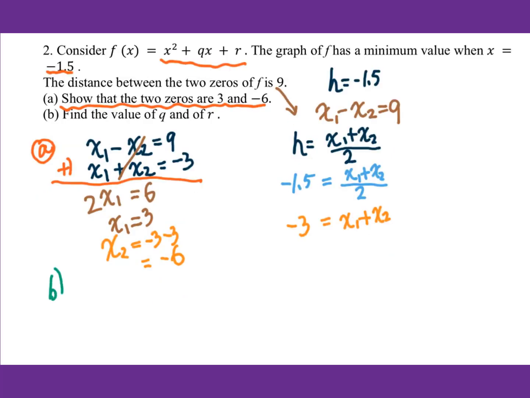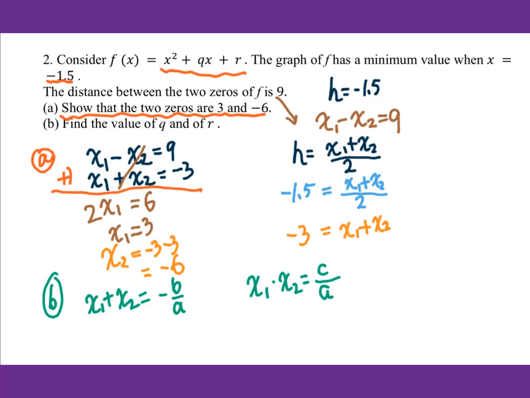For b, we need to figure out the values q and r. The sum of two roots equals negative b over a, and the product of two roots equals c over a. From given information, a equals 1, b equals q, and c equals r. Therefore, x1 plus x2, we already got negative 3, equals negative q over 1, that's negative q.